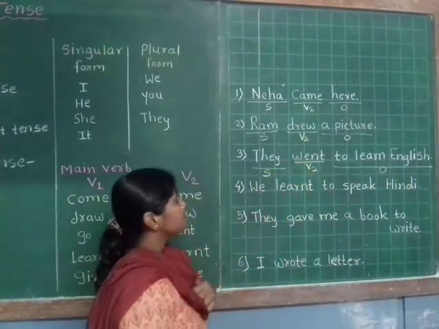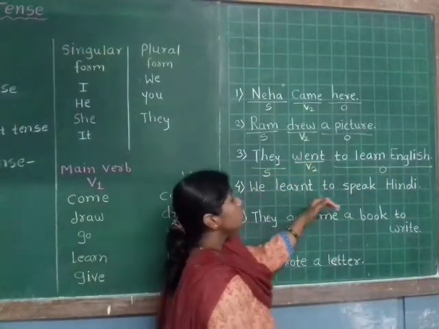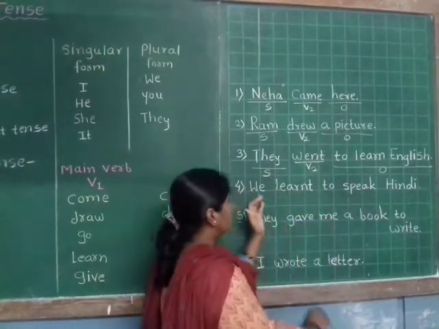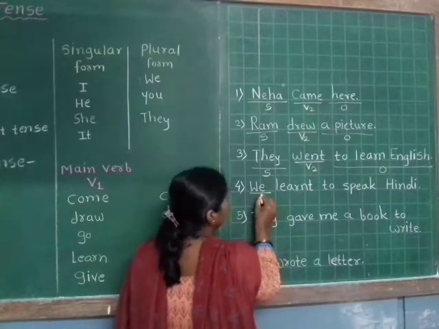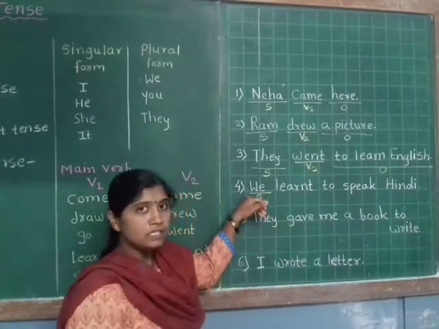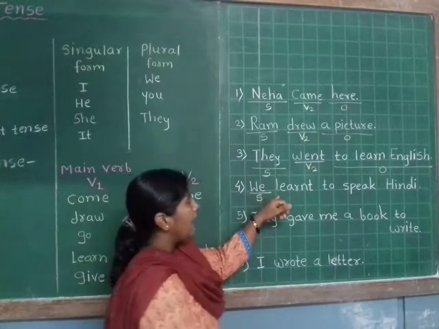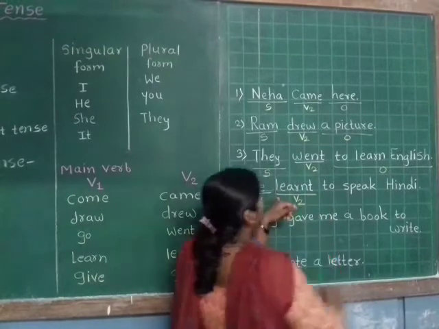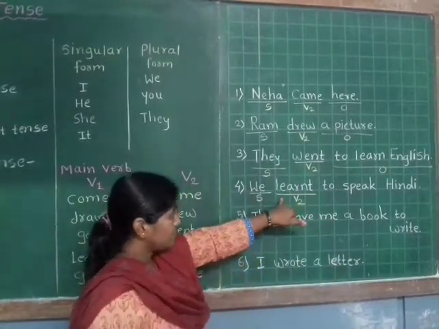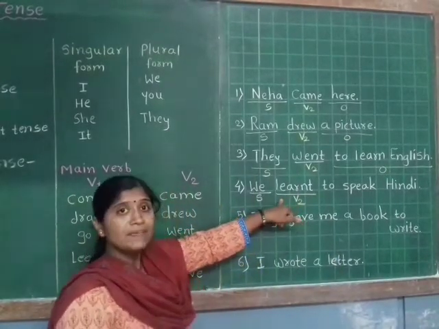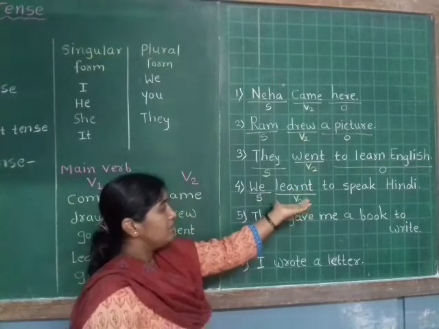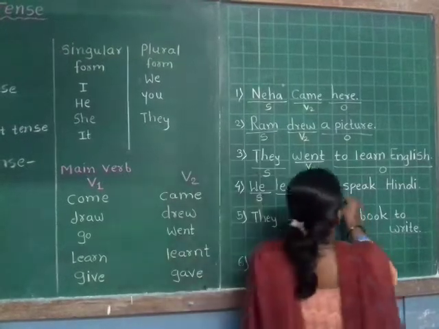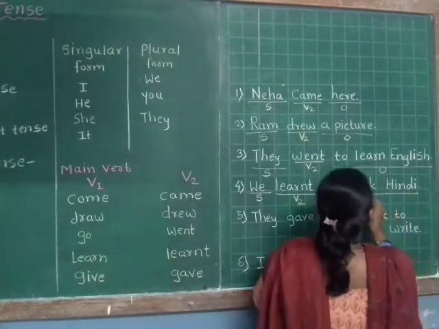In the fourth example, we learned to speak Hindi. In this sentence, we is the subject and we is a plural subject, and learned is the verb. The main verb is learn and the V2 form is learned. And to speak Hindi is the object.